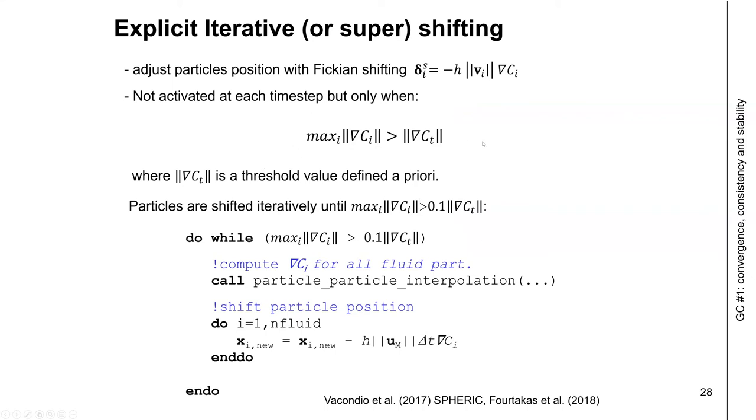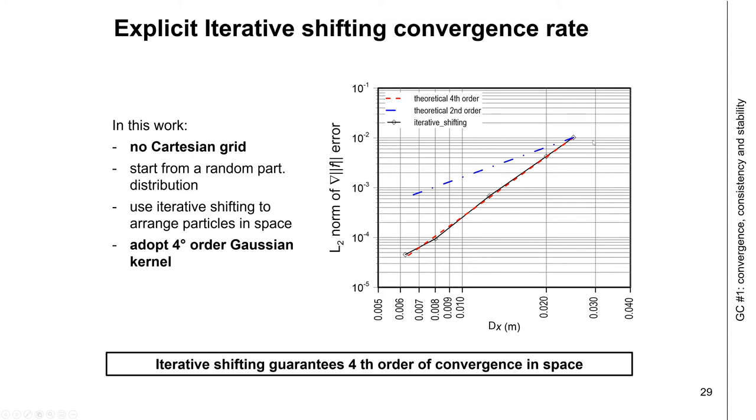And then when this condition is achieved, you activate your iterative shifting and you keep doing it over all particles in your domain several times, until the maximum gradient of C is smaller than 10% of the threshold. By doing that, we were able to obtain very nice results, because even if we remove the hypothesis of being Eulerian, or of having particles arranged on a Cartesian grid, we were able to achieve the same theoretical accuracy we achieved before by being Eulerian. For example, in this approach we were using a fourth order Gaussian kernel, and we were able to reproduce the theoretical fourth order convergence rate.